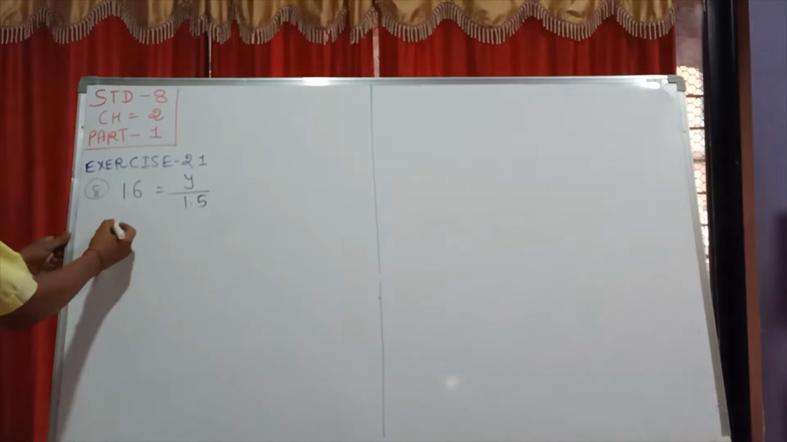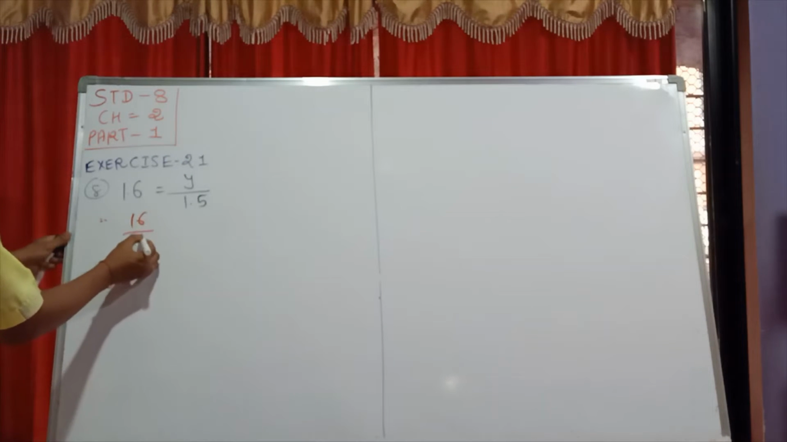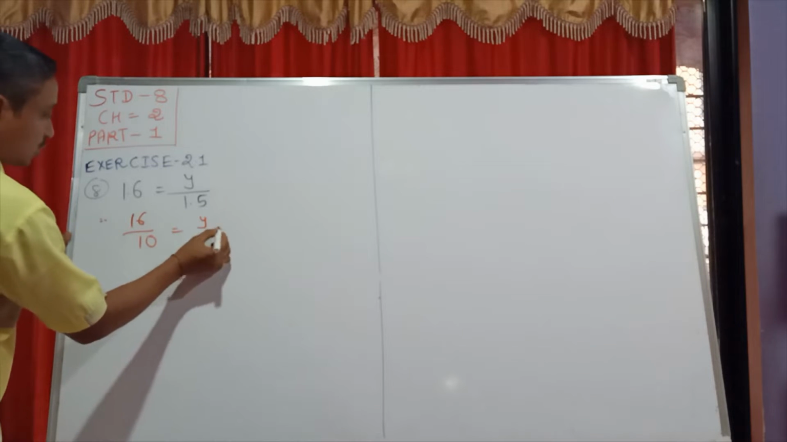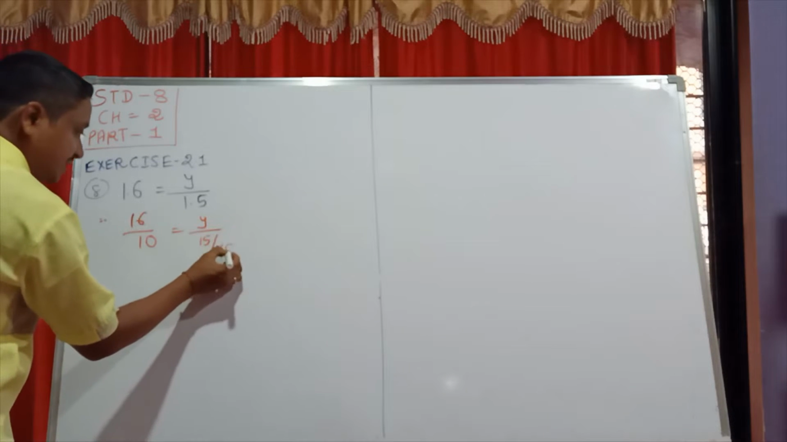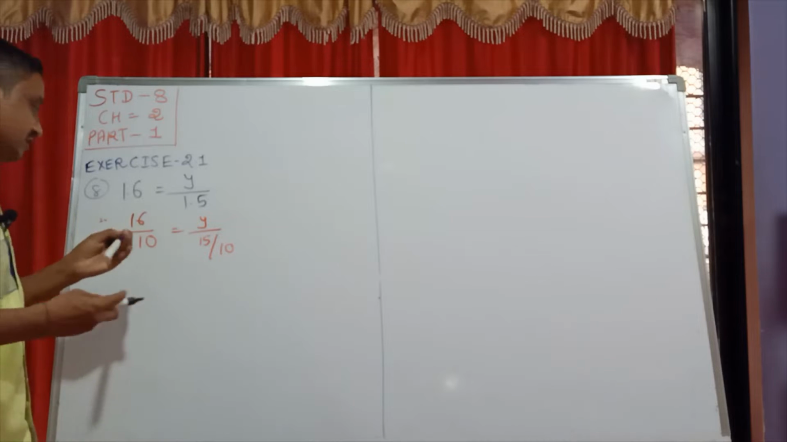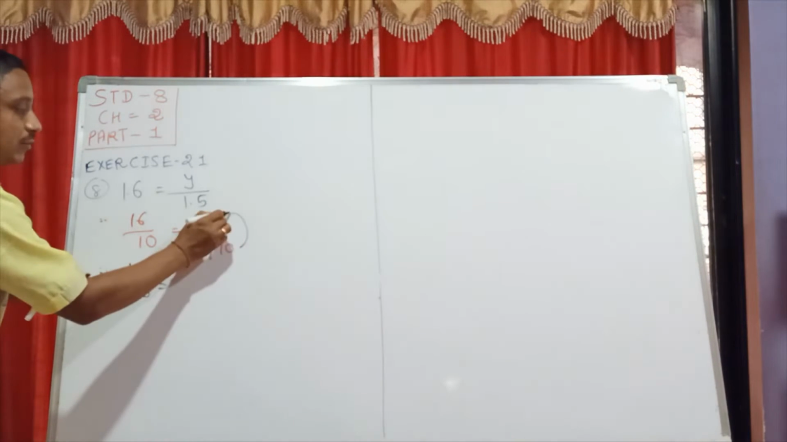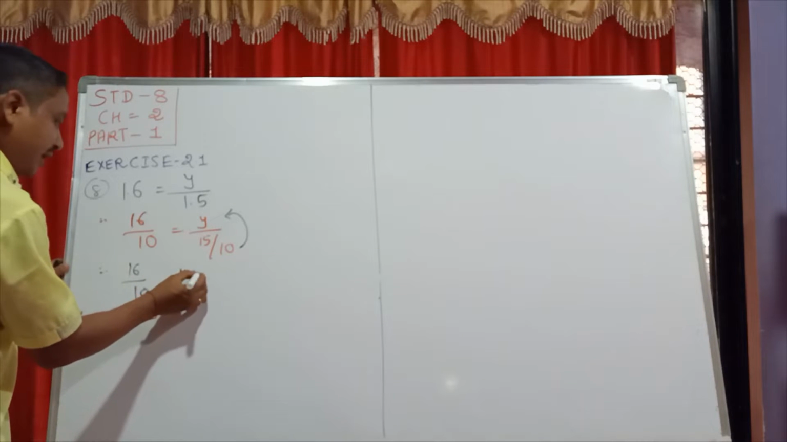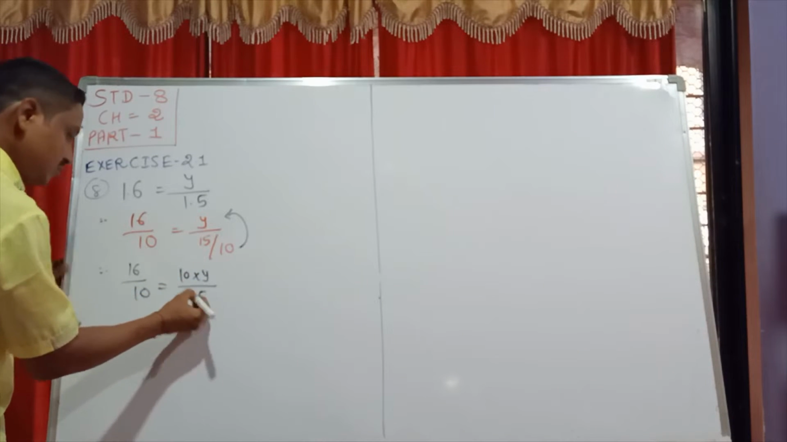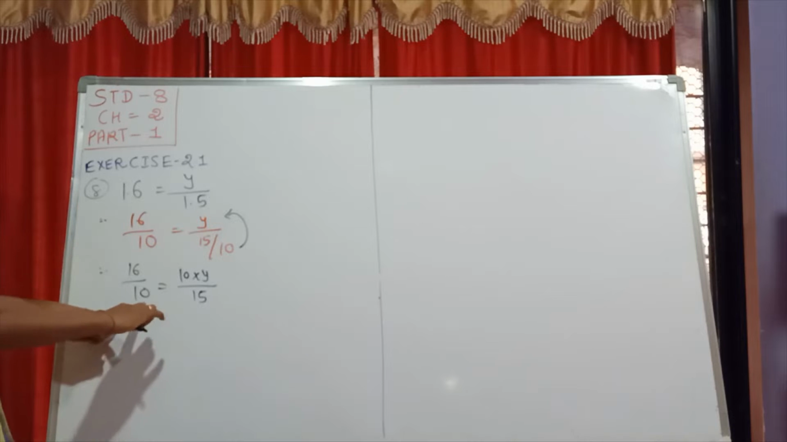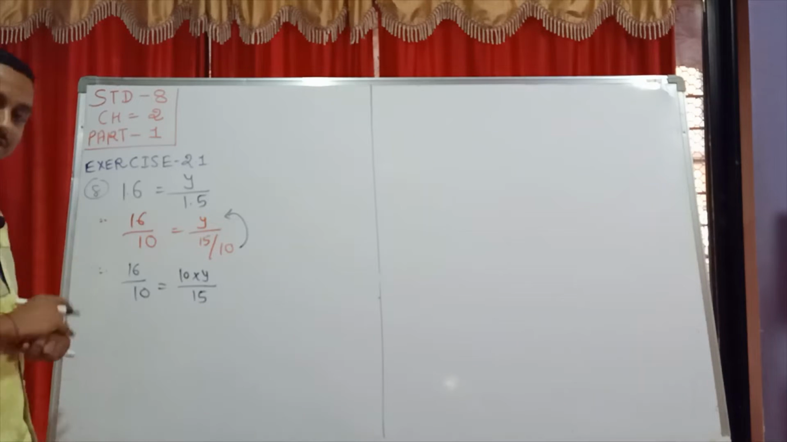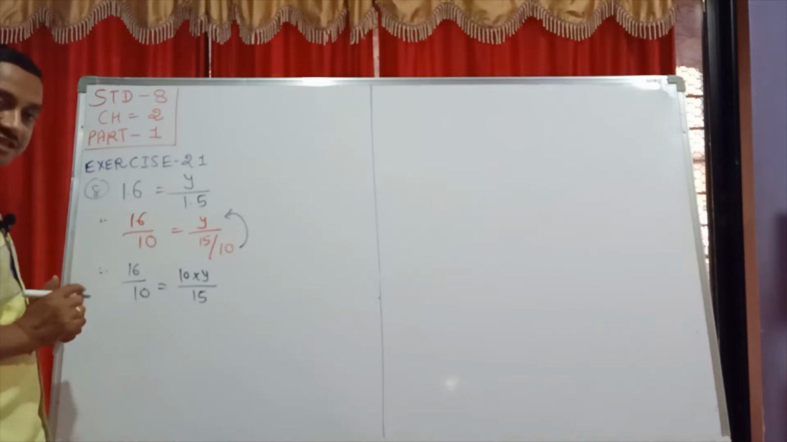Now, students, see, I just check 1.6 means 16 by 10. Here also 15 by 10. I just show it out. Finally you get 16 by 10. This 10 is going to the upper side. It means 10 into y by 15. Yes. Now students, what is the LCM of 10 and 15? Students, do you know the LCM of 10 and 15?